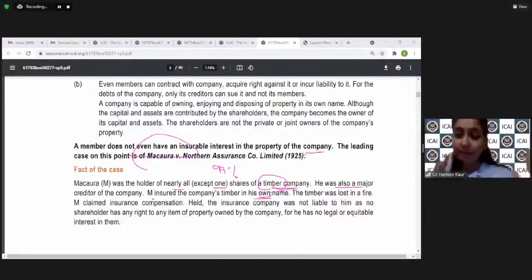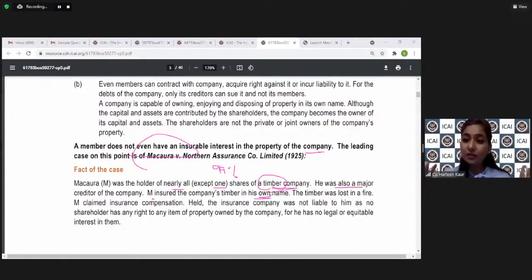Now, what actually happened, there are some facts of the case. This Macaura was having his own business of timber. He decided that being a sole proprietor, I'm having so much unlimited liability, so why don't I sell my business to a company? So he himself made up a company, a timber company, and sold all the timber which was belonging to him. And now this timber was owned by the company.